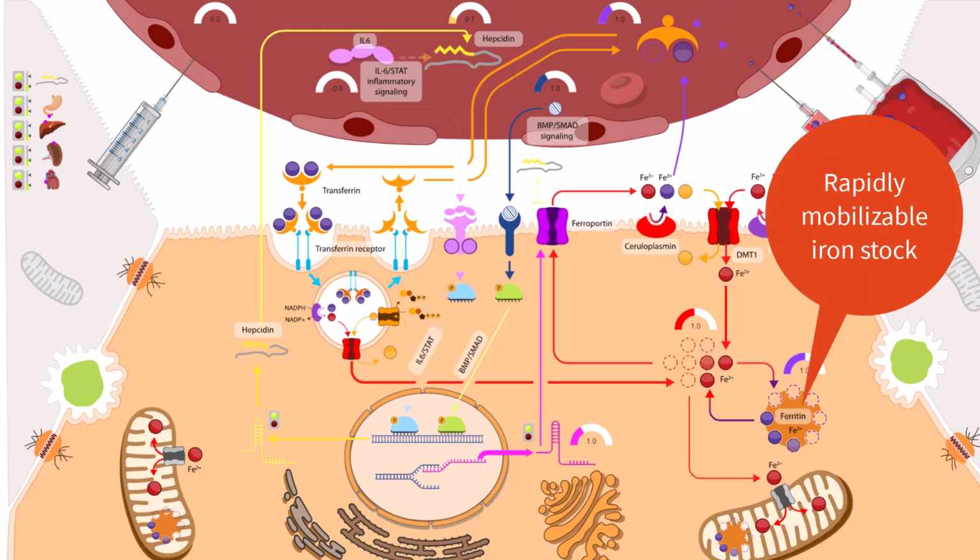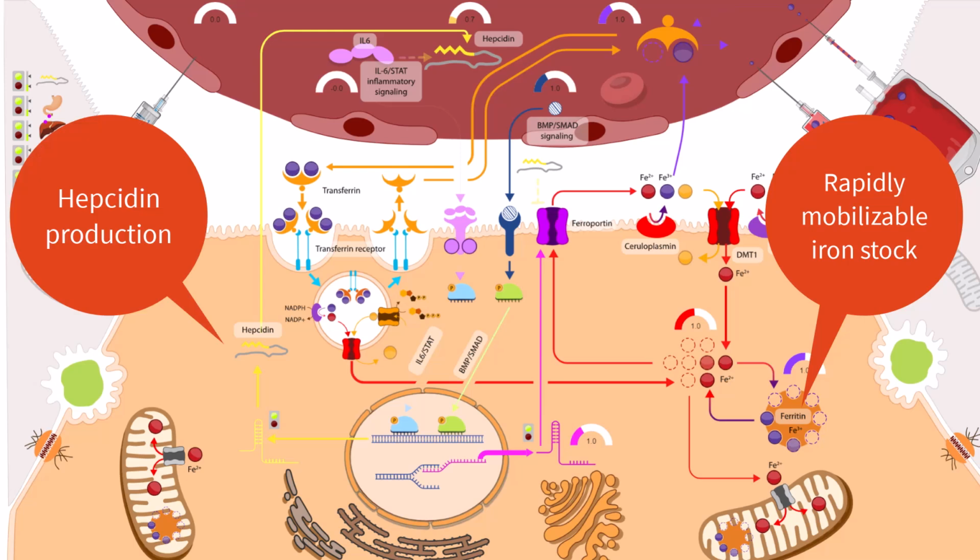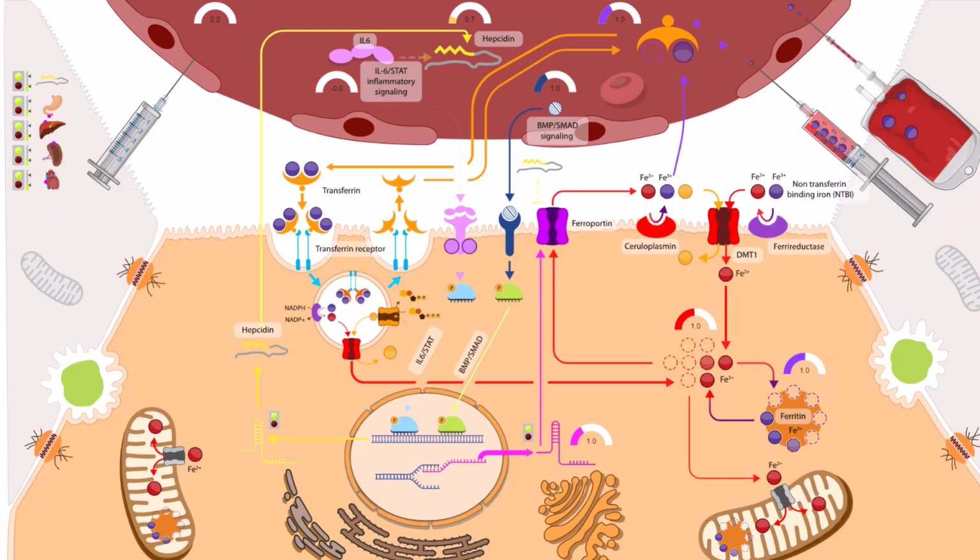The liver's primary storage function in iron metabolism is to store roughly 1 gram of iron in ferritin and to mobilize iron rapidly in the event of increased consumption. The liver is also the source of the regulatory hormone of iron metabolism, hepcidin.